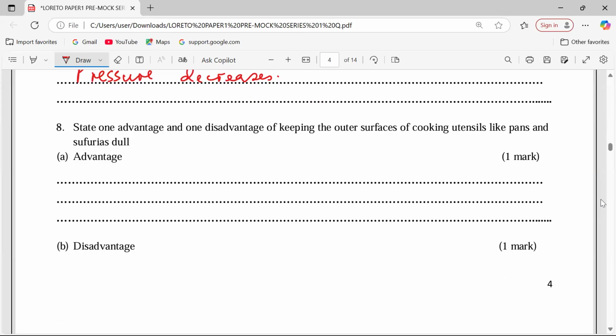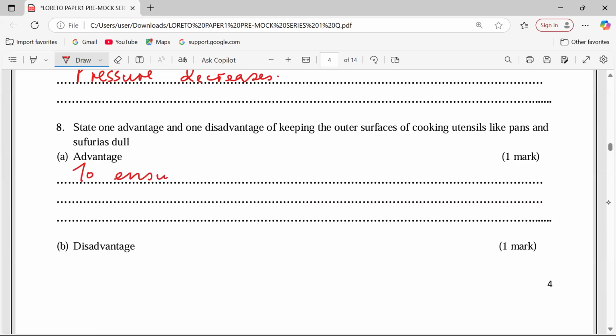Number 8, state one advantage and one disadvantage of keeping the outer surfaces of cooking utensils like pans and saucepans dull. One advantage of keeping them dull is to ensure that there is fast absorption, because you know that dull surfaces are better absorbers of radiant heat than the shiny ones.